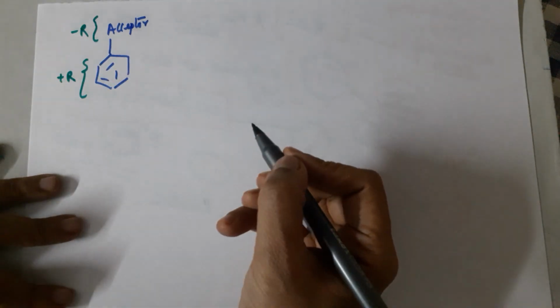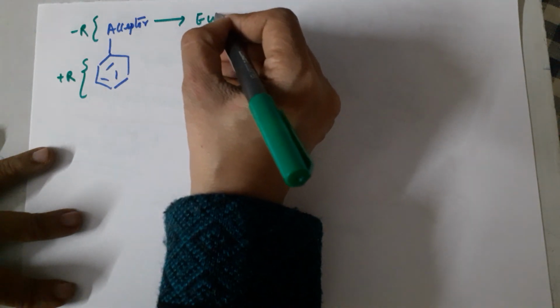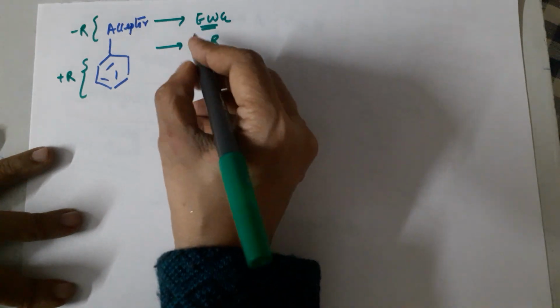Whenever you have a benzene ring attached to a group which is acting as an electron acceptor, then we say this group would have a minus R effect, while this would give the electrons, so this has a plus R effect. Now this is also called the electron withdrawing group. They would show a minus R effect.